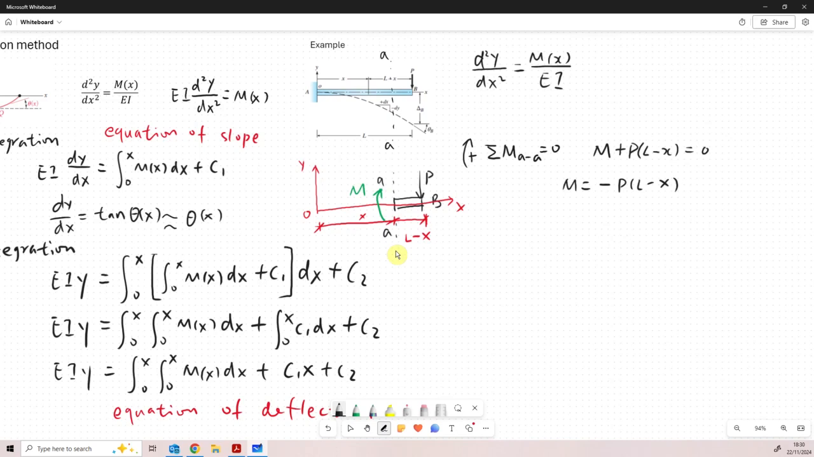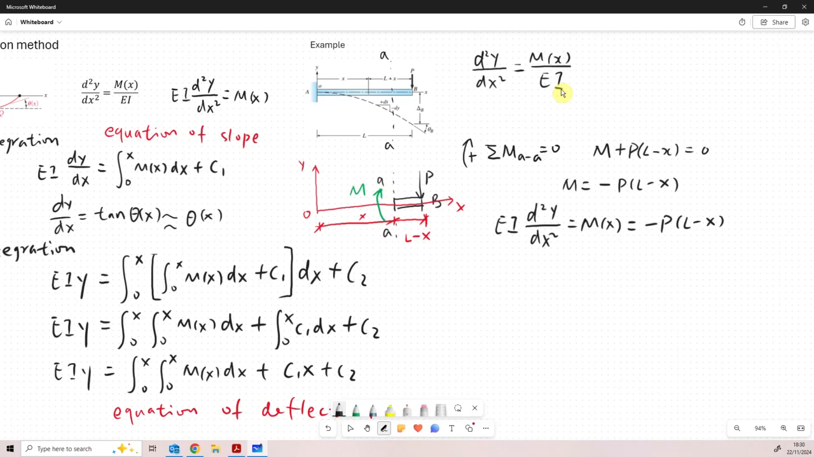After we have this function, we can calculate the deflection. For this equation, we write it down like this. We put EI on the left hand side: EI d squared y over dx squared equals M(x), and M(x) is equal to minus P(L minus X). Now we go through the same procedure.